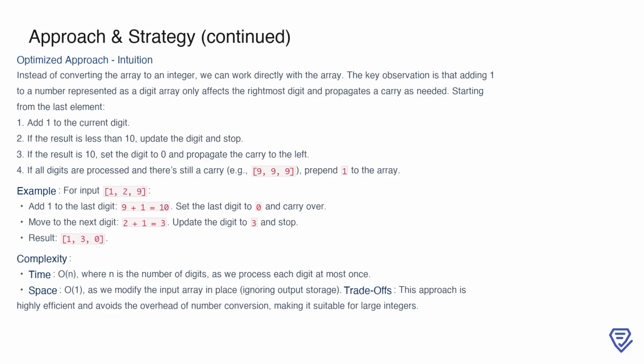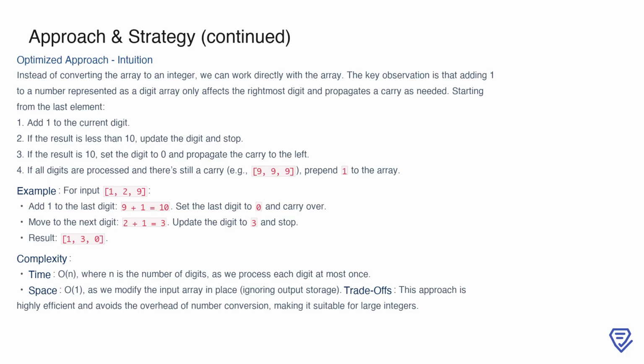For example, with input 1, 2, 9, we add 1 to the last digit, resulting in 10. We set the last digit to 0 and carry over the 1. Moving to the next digit, we add the carry to 2, making it 3, and stop since no further carry is needed. The result is 1, 3, 0.